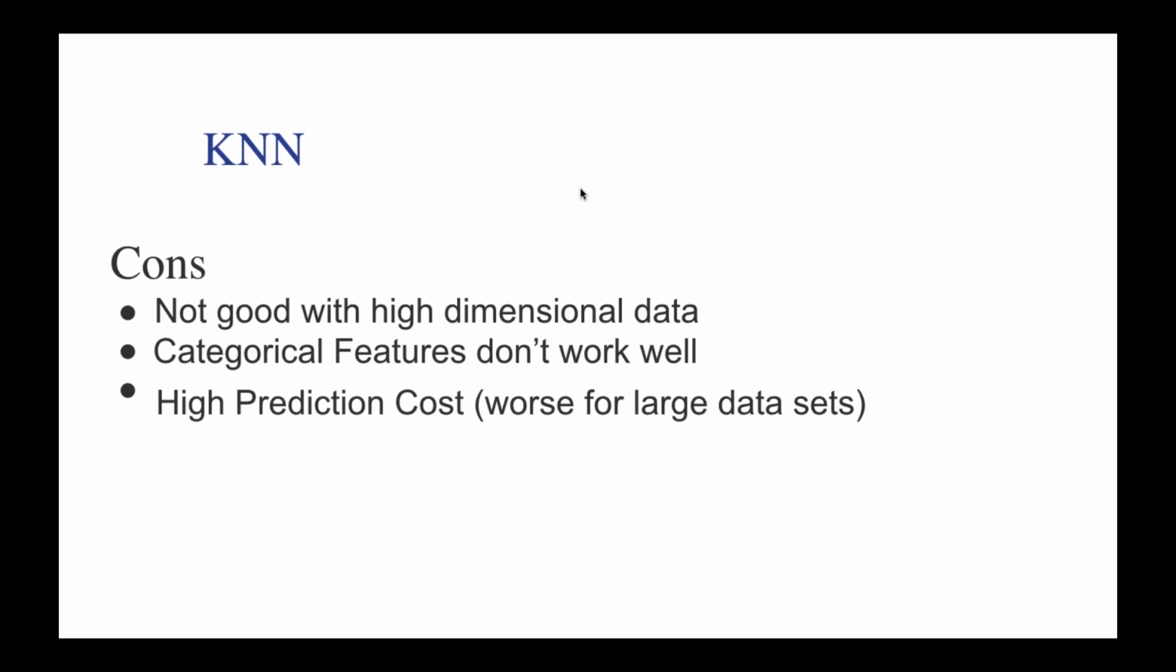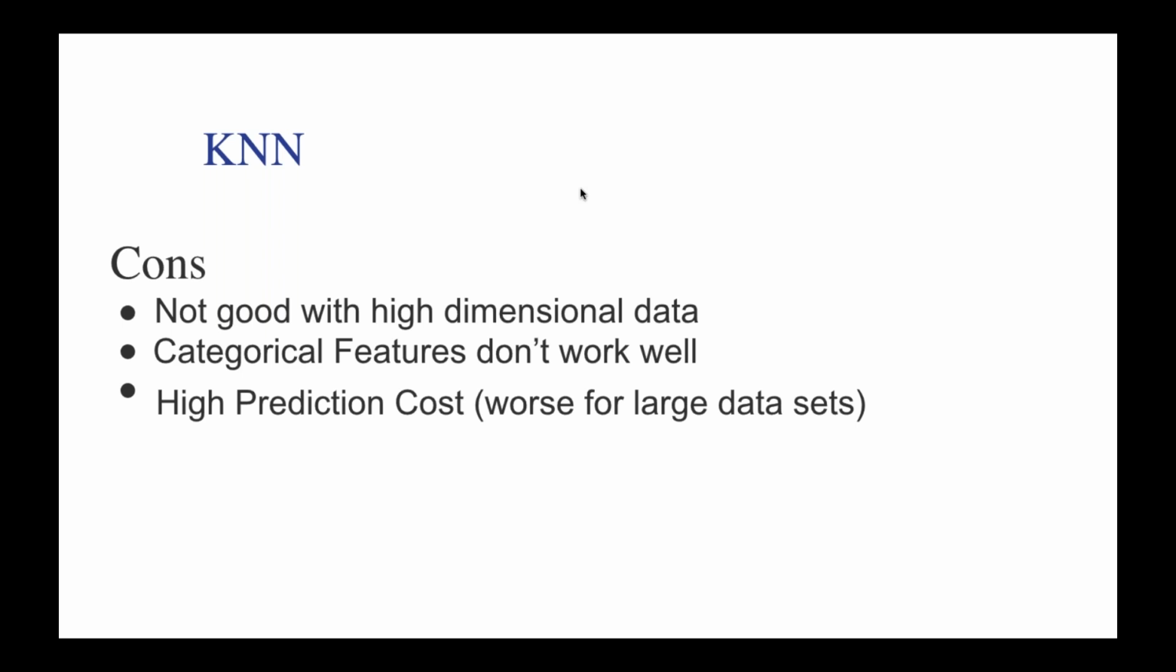What are the disadvantages? It is not good with high dimensional data. So it is exactly the reverse of SVM; SVM is very good for high dimensional data. So by seeing the data set, if you have very limited features, you can apply KNN. And if you have so many features, like the dimension is very huge, you don't think about applying KNN directly.